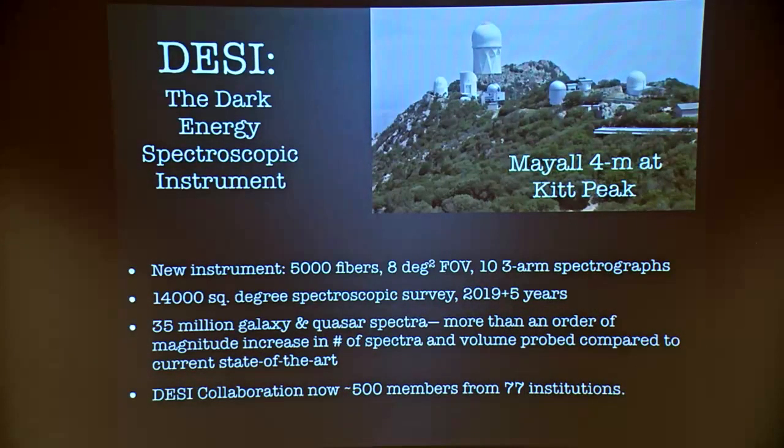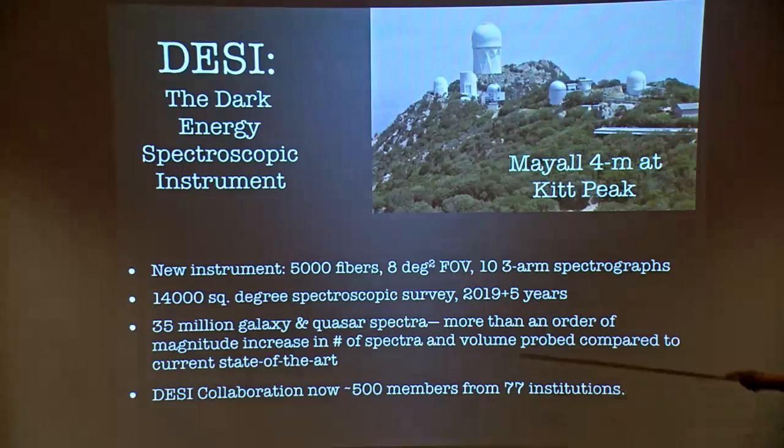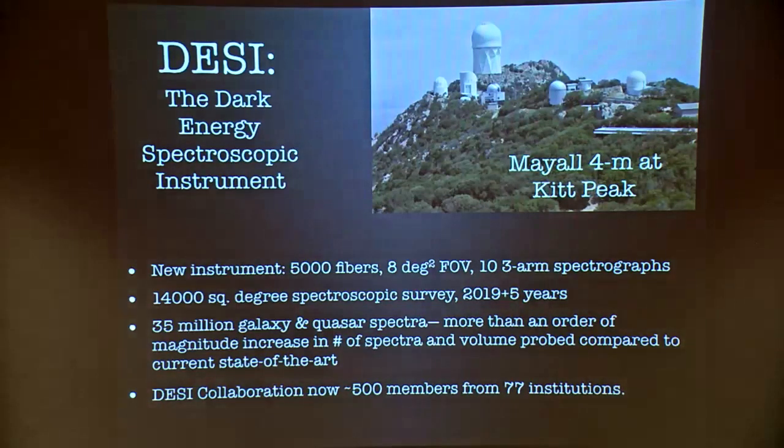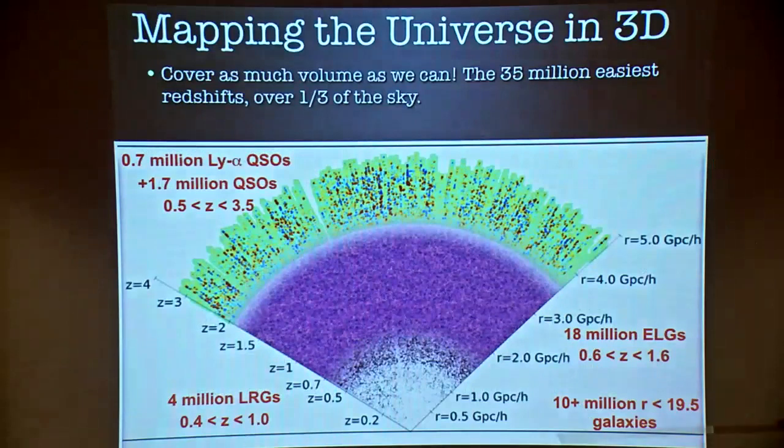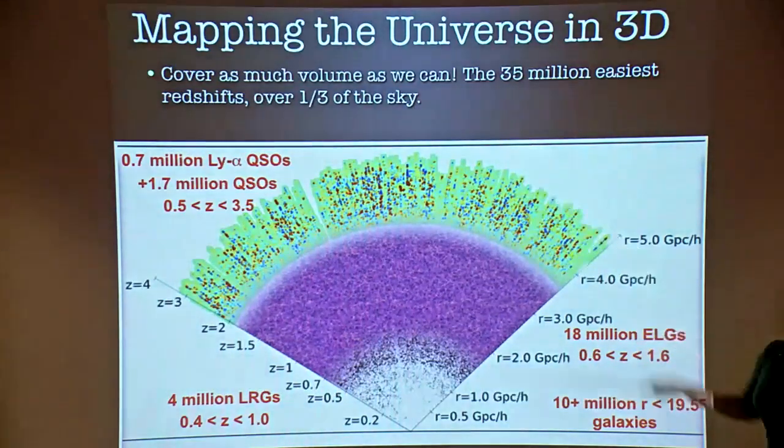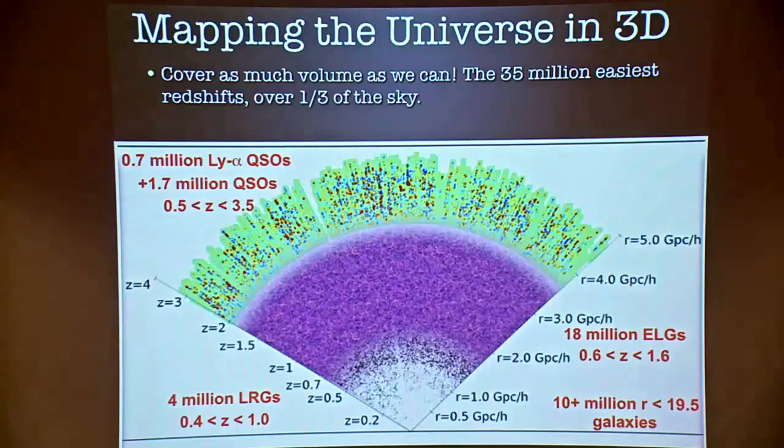So to give you a sense of what that means, right now we have about 3.5 million total that anyone has ever measured with any instrument. So this is about an order of magnitude more than that. And also probing about an order of magnitude more in volume. And so what we're really trying to do is cover as much volume as we can. So we basically are getting the 35 million easiest redshifts you can measure. But we're probing a huge amount of volume. So this is one third of the sky. And we're going back essentially 10 or 11 billion years.